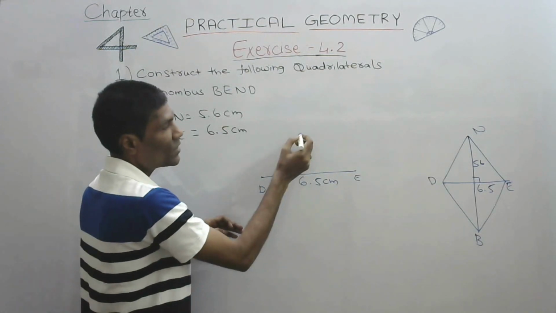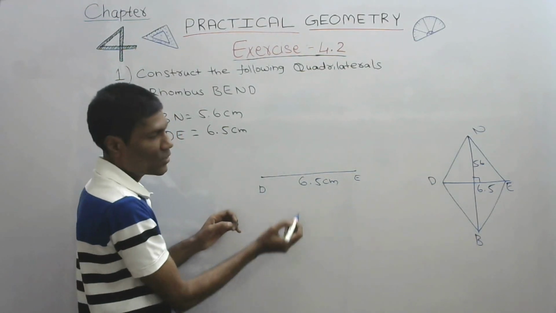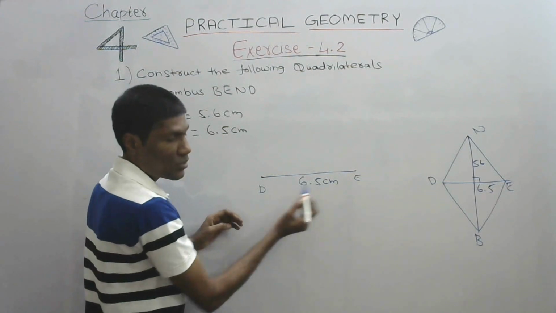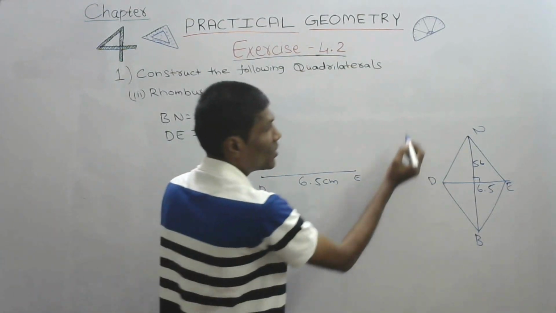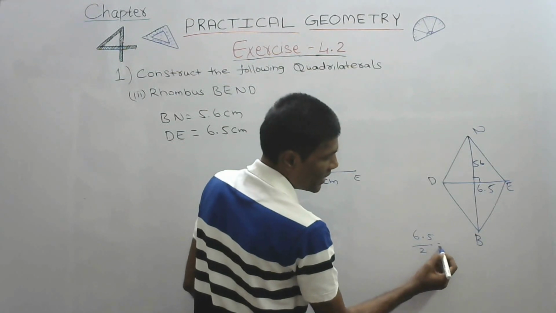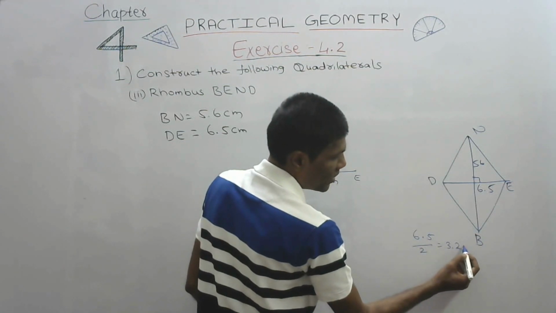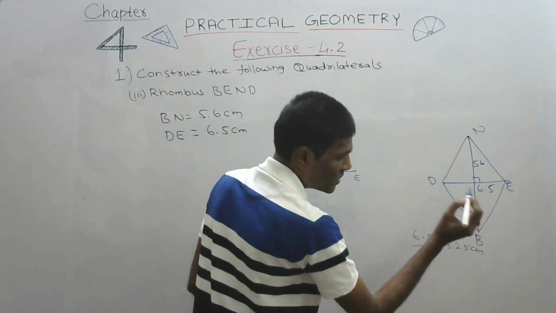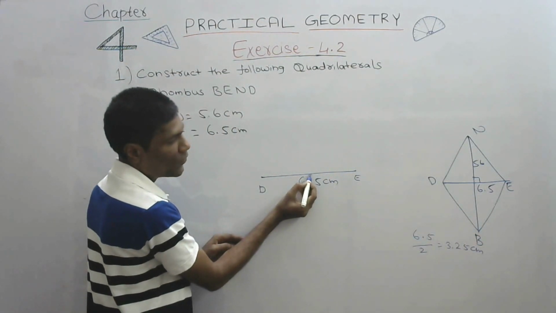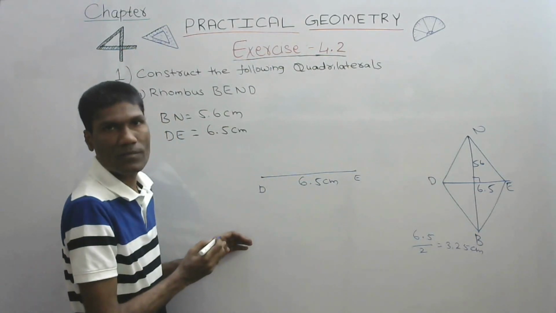Now, this line we need to draw. So this point will be exactly middle. So this is totally 6.5 centimeters. So what will be the half of 6.5? That is 3.25 centimeters. So from here to here, take 3.25 and put a dot.